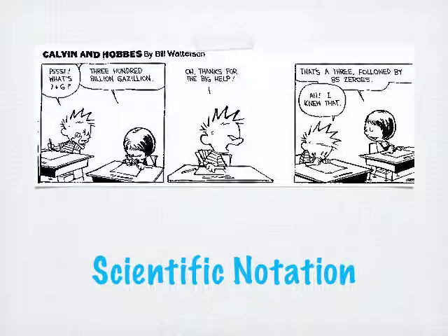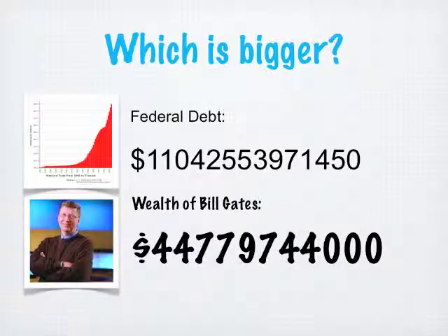Okay, now we will start with scientific notation. Which of these is bigger, the federal debt or the wealth of Bill Gates? Now, I know it's not that hard to see, but I just have a point here. They're obviously in different fonts for a reason, but the federal debt's bigger than the wealth of Bill Gates, but maybe at first glance you thought maybe I better count digits.